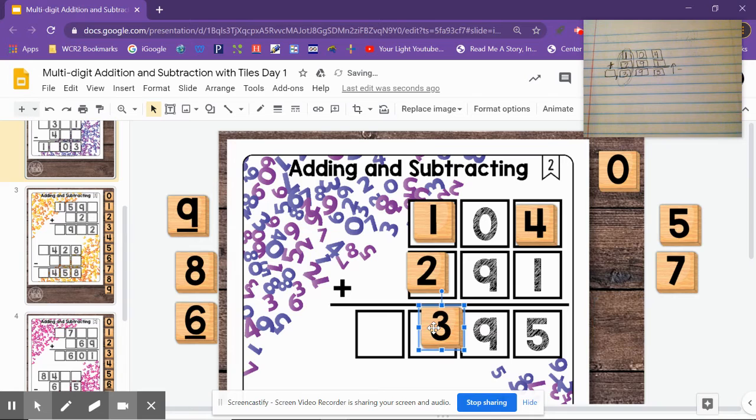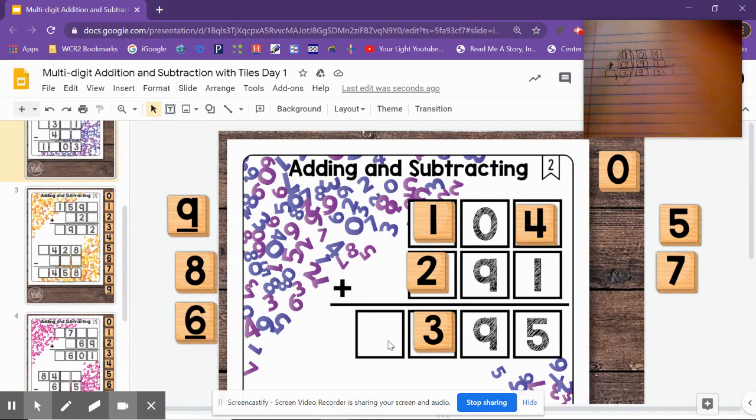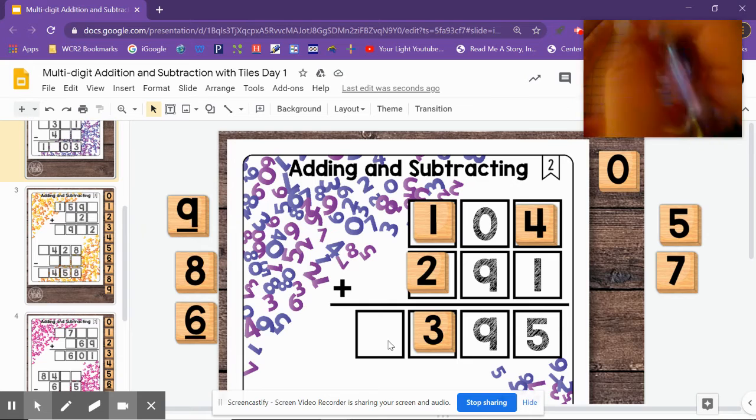But look at this. I still have a thousands place box. And I know that 1 plus 2 equals 3, and that would not give me a thousands place. And I cannot leave a box empty. So now I'm going to go back to my paper. Again, this is okay, guys. This is what you're supposed to do: you keep trying until you get it right.